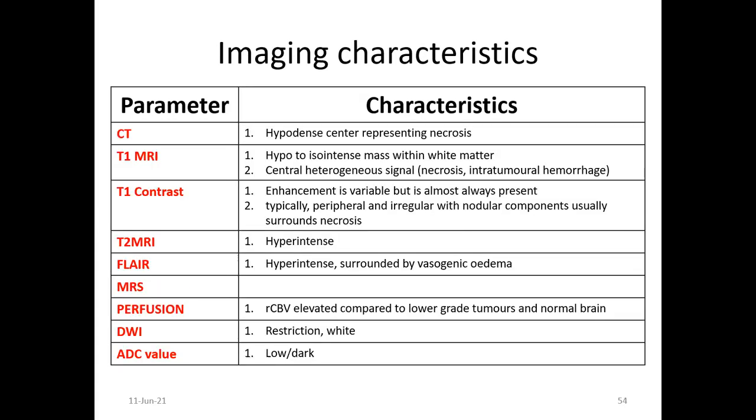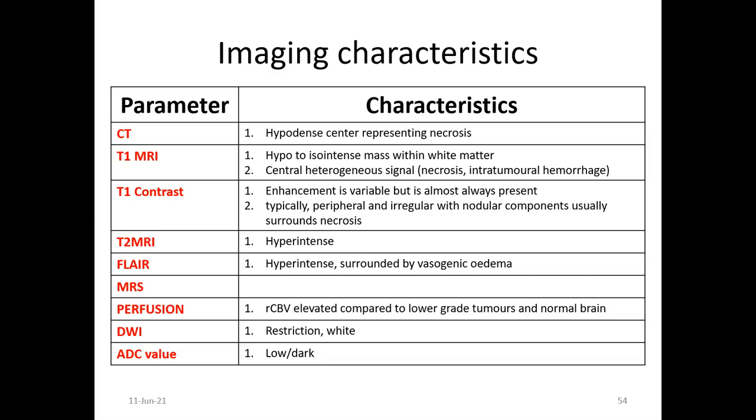If you see the CT, there is a hypodense center representing necrosis. On T1, it is hypo to hyperintense, isointense within the white matter, with central heterogeneous signal because of necrosis. T1 contrast is usually enhancing. There will be an enhancing component and a non-enhancing component. The non-enhancing component is the cystic necrotic part, and the enhancing part is the active tumor. On T2 MRI it is hyperintense. FLAIR lets you better analyze the edema, which is vasogenic edema.